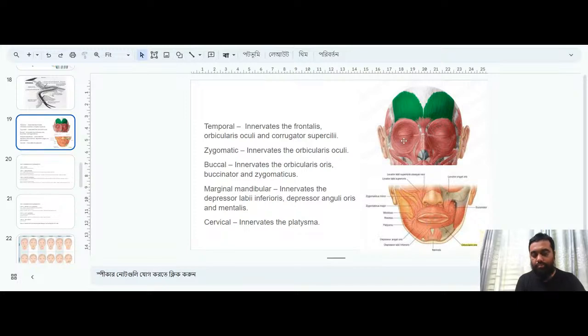So the branch of the facial nerve that comes here, two branches. One is the temporal branch, and another is the zygomatic branch. These two branches supply the muscles around the eye. And when there is the palsy of these branches, then it may cause the problem in eye closing.